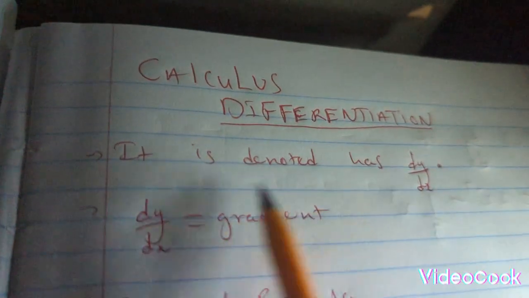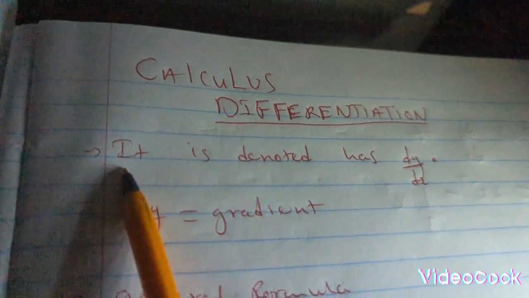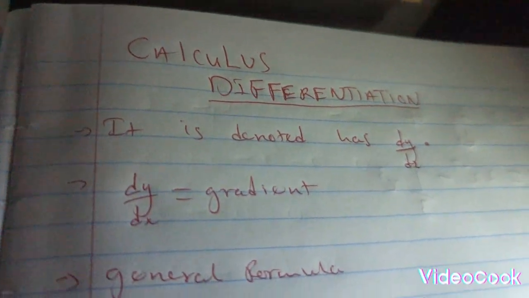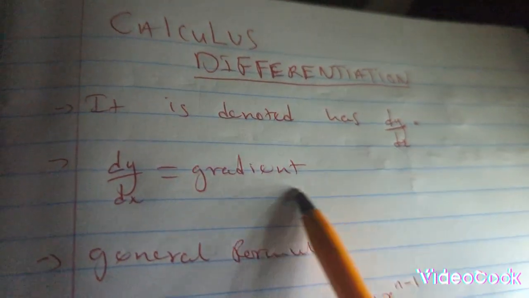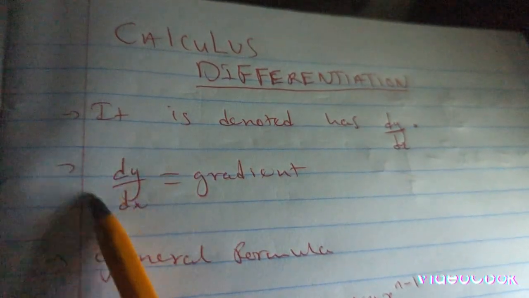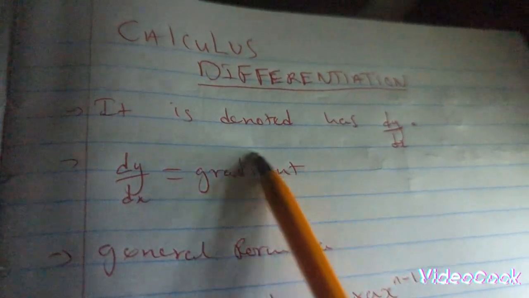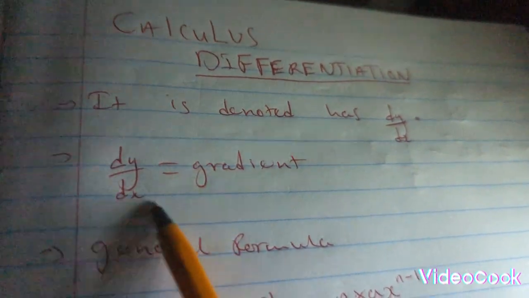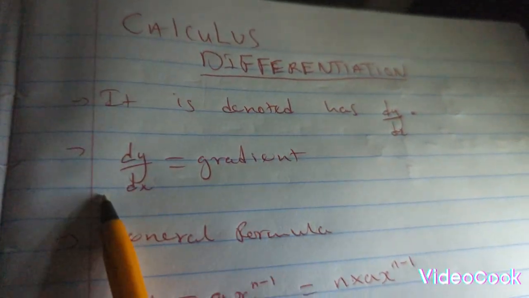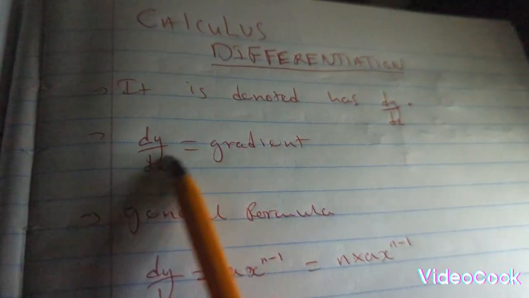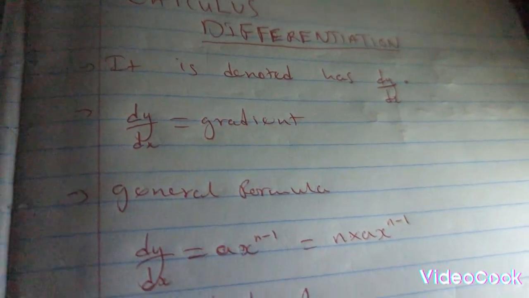Then we start. Calculus is denoted as dy over dx. Then note that dy dx is equal to the gradient. When we're finding the dy dx, it's just the same as finding the gradient. You're going to understand this when we start doing gradient.